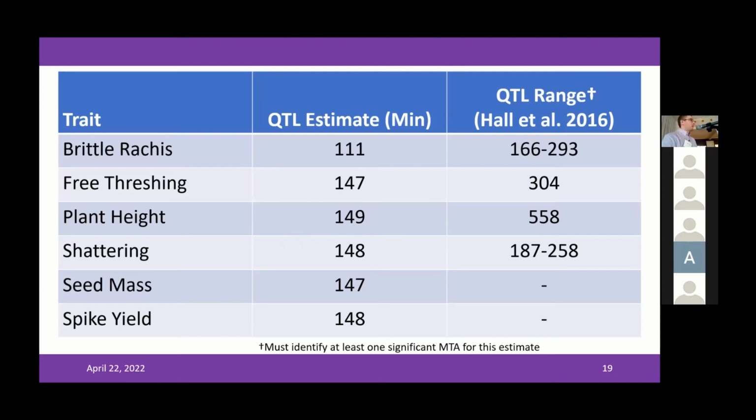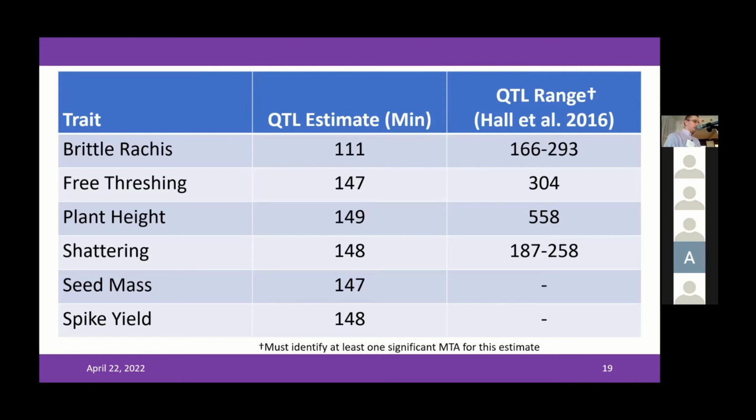For traits like brittle rachis, at a minimum we'd have at least 111 QTL, but it could be anywhere from 160 up to almost 300 QTL. Particularly for brittle rachis, at least in the other annual crops, this is a well-known gene. It's well characterized. You solve brittle rachis with BTR1 and BTR2, and you've solved the problem. It does not appear that we have any major genes, at least that we've identified in our breeding population.